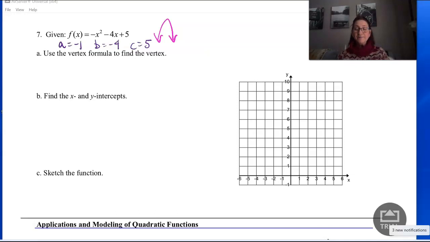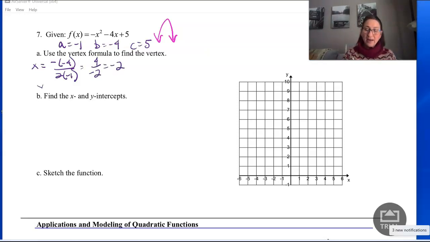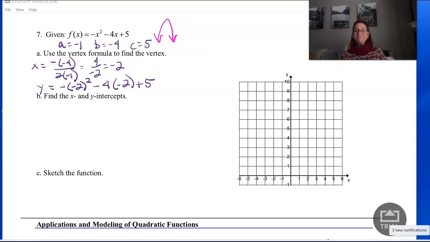So I'm going to go ahead and find the x part of my vertex. That is going to be the negative of negative 4 over 2 times negative 1. So that's going to be 4 over negative 2, which is negative 2. Now I'm going to go ahead and plug that right back in. So I've got the negative of negative 2 squared minus 4 times negative 2 plus 5. All right, that all together gives me 9. So my vertex is going to be negative 2, 9.